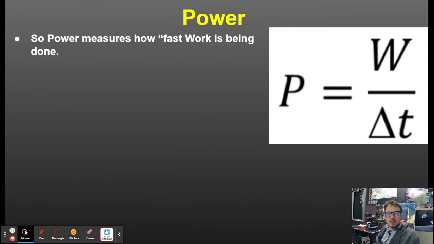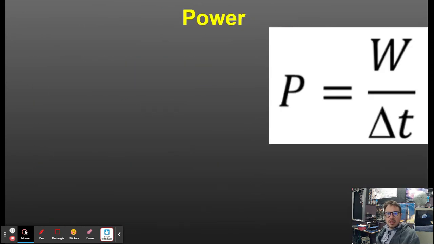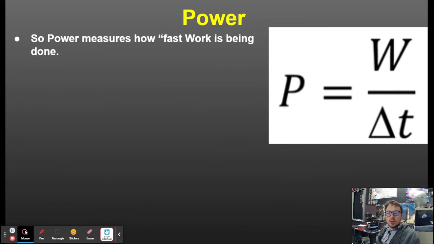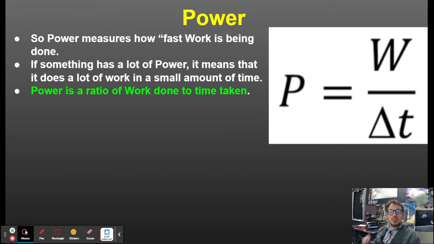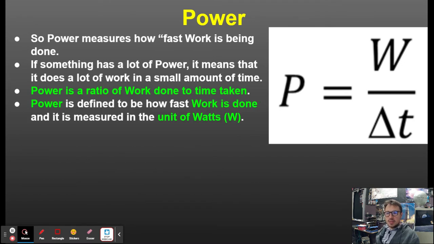Now, let's take a look at power. Power measures how fast work is being done. If something has a lot of power, it means it does a lot of work in a small amount of time. Power is the ratio of work done to the time taken, and that is the equation right there. Power equals the work done divided by that time interval. So power is defined to be how fast work is done and is measured in the unit watts.